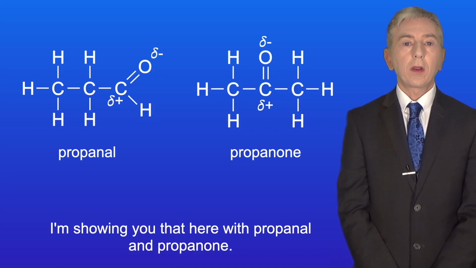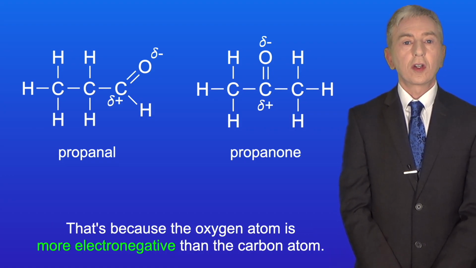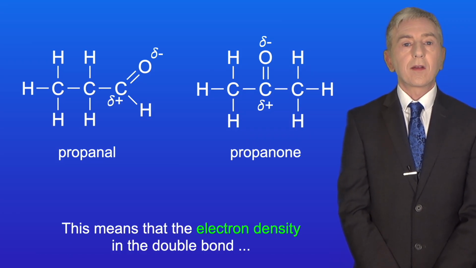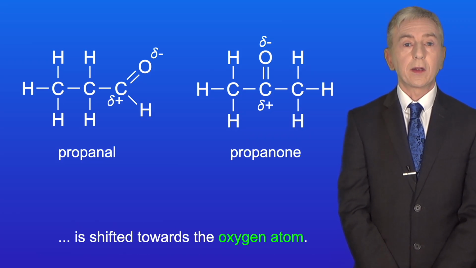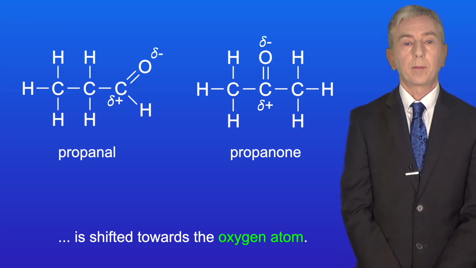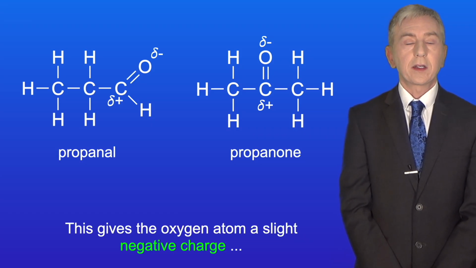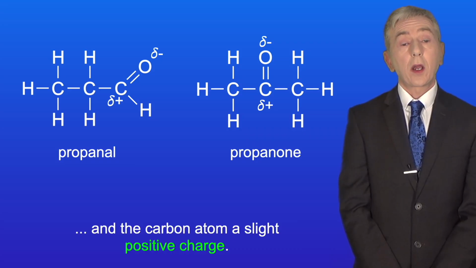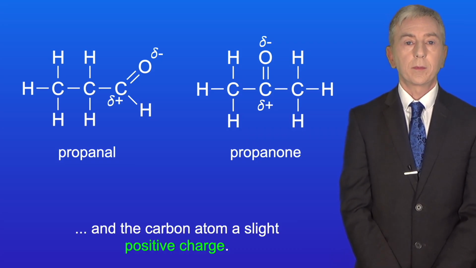Now, a key idea you need to understand is that the double bond in the carbonyl group is polar, and I'm showing you that here with propanal and propanone. That's because the oxygen atom is more electronegative than the carbon atom. This means that the electron density in the double bond is shifted towards the oxygen atom. This gives the oxygen atom a slight negative charge and the carbon atom a slight positive charge.